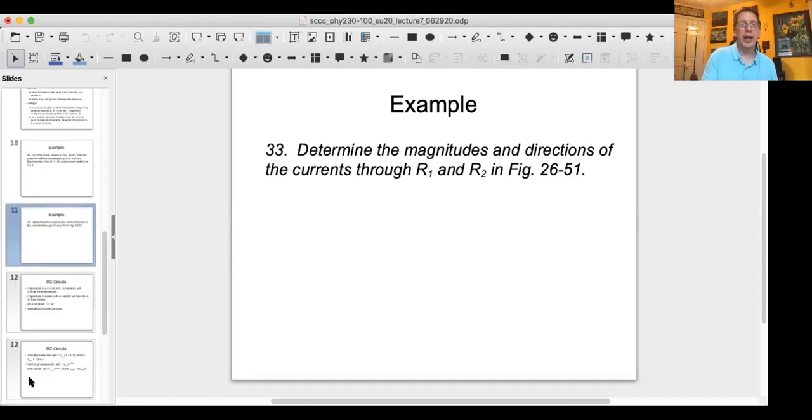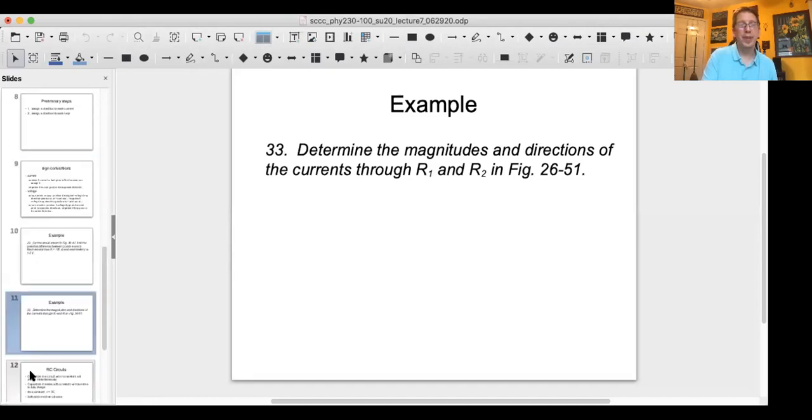So now we're going to do another example. This is: determine the magnitudes and directions of the currents through R1 and R2 in figure 26.51. So this is at the bottom of page 701. But let's look at this, and again, we'll visualize. We'll set this up, and we've got 3 branches. So it's not all that different from the example I showed before.